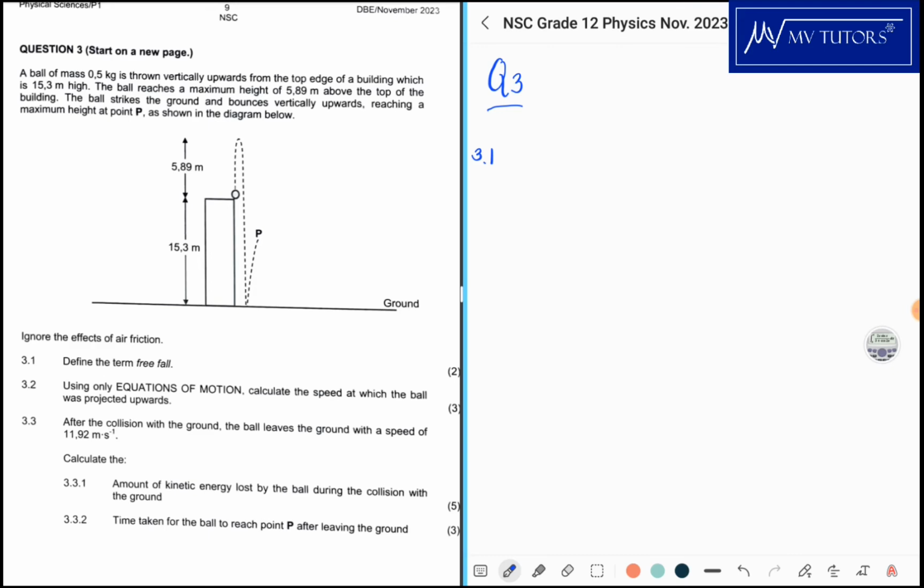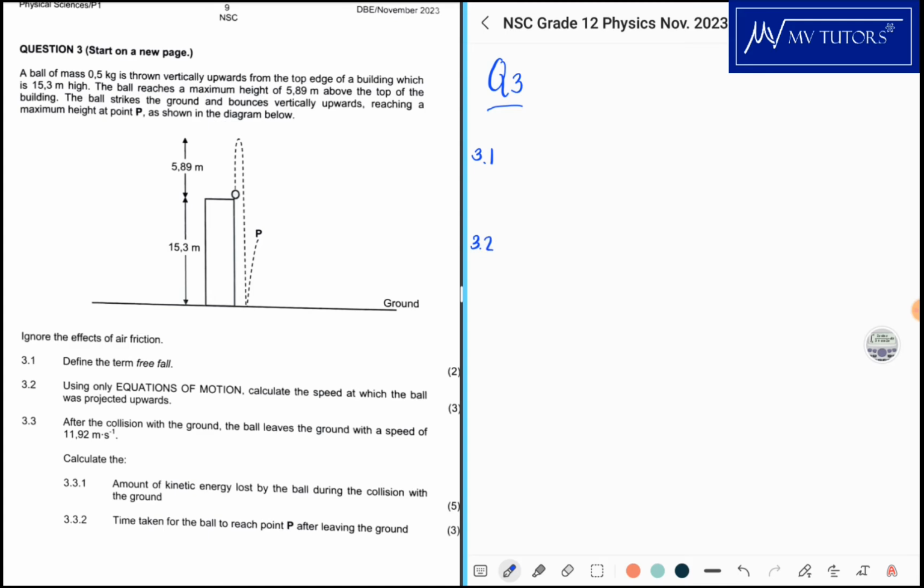So free fall is basically when a projectile is, I don't want to say falling, I'm just going to define it loosely. So it's when a projectile has no other force but gravitational force acting on it. All right. And then 3.2.